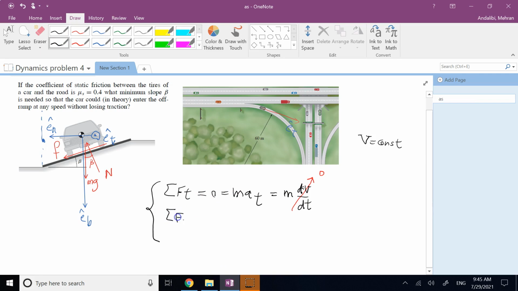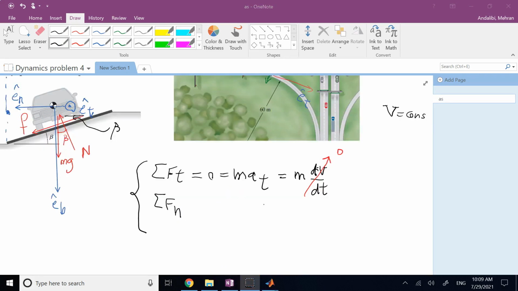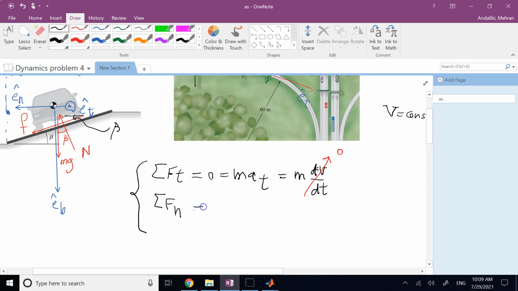In the n direction, we have basically a component of n and a component of f. So n has the sine component, and that is positive. So it is going to be n times sine of beta, plus f times cosine of beta. This is equal to m times a_n, and a_n is v squared over rho.